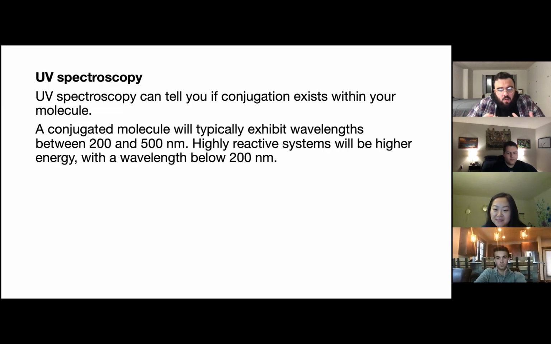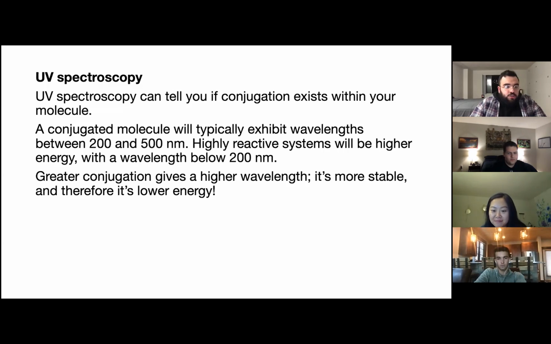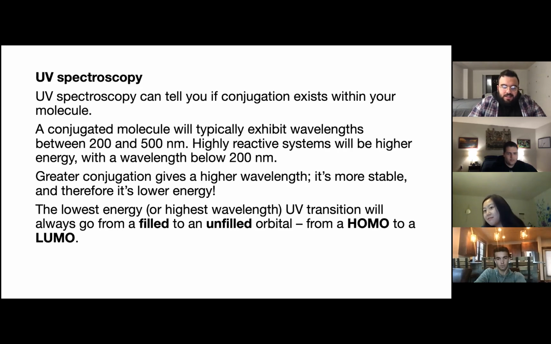We know that conjugation tends to stabilize compounds, so that will make that compound overall a lower energy. Likewise, greater wavelength, and hence a lower energy because it is more stable, okay? Another big thing to get out of this is that your lowest energy or highest wavelength UV transition will go from your highest occupied molecular orbital to your lowest unoccupied molecular orbital, okay?